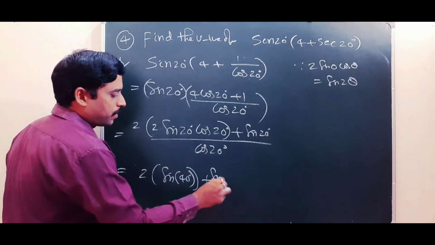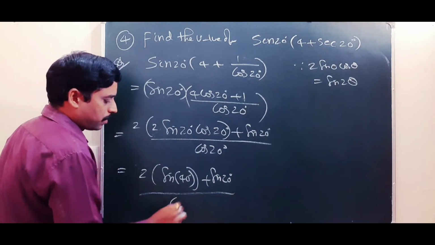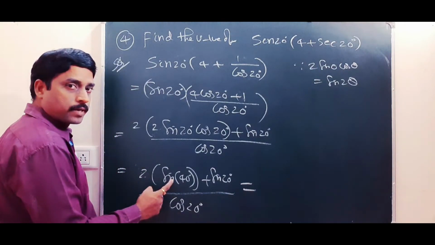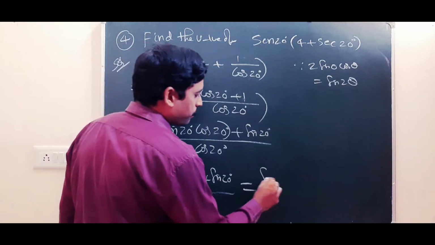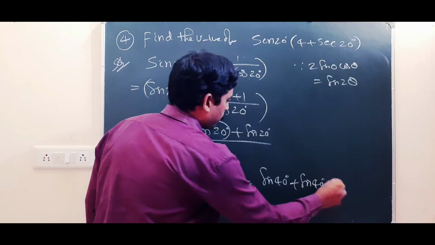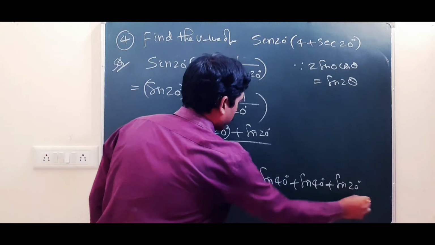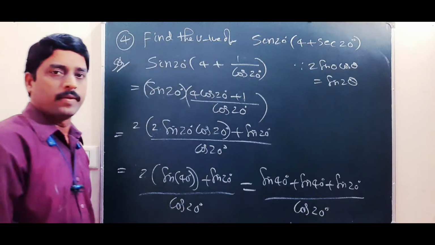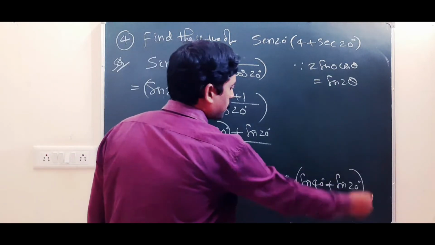Plus sin 20 by cos 20. Okay, it is going to be 2 sin 40. 2 sin 40 can be written as sin 40 plus sin 40, plus sin 20 by cos 20. Okay, we should apply the sin C plus sin D formula.